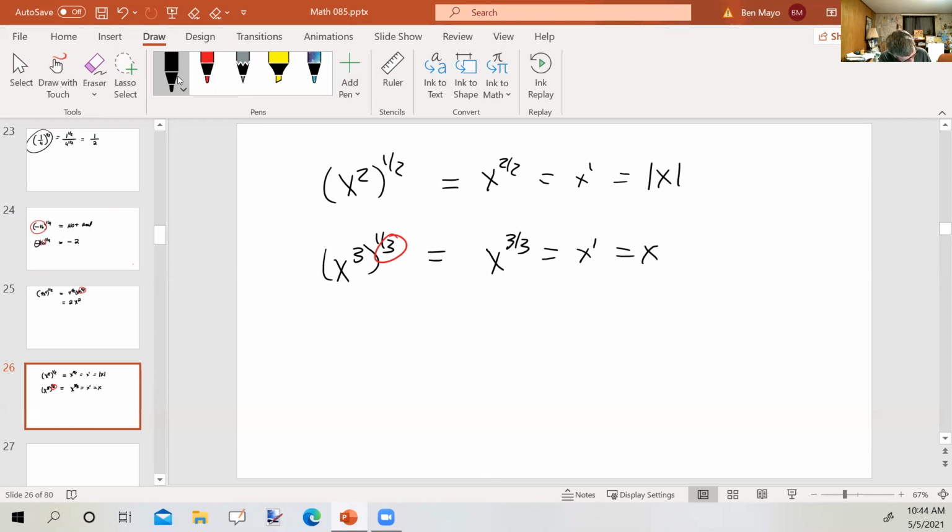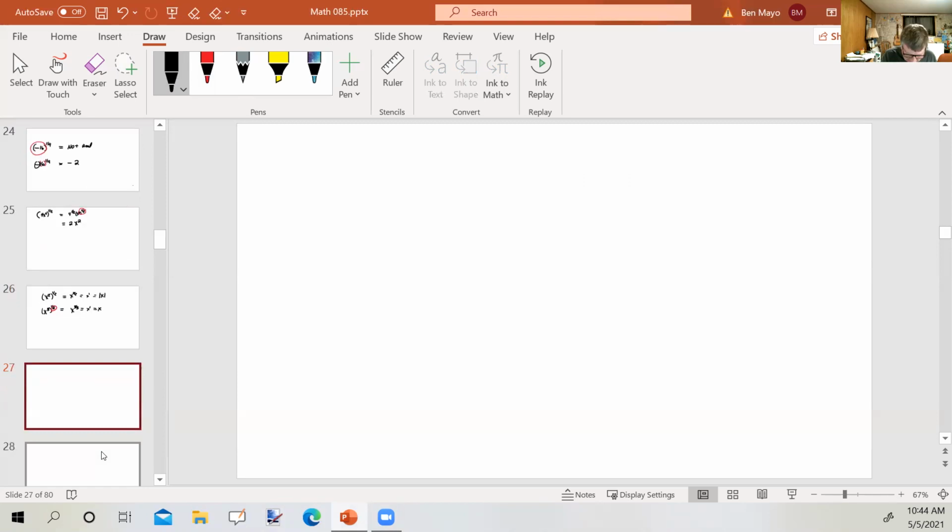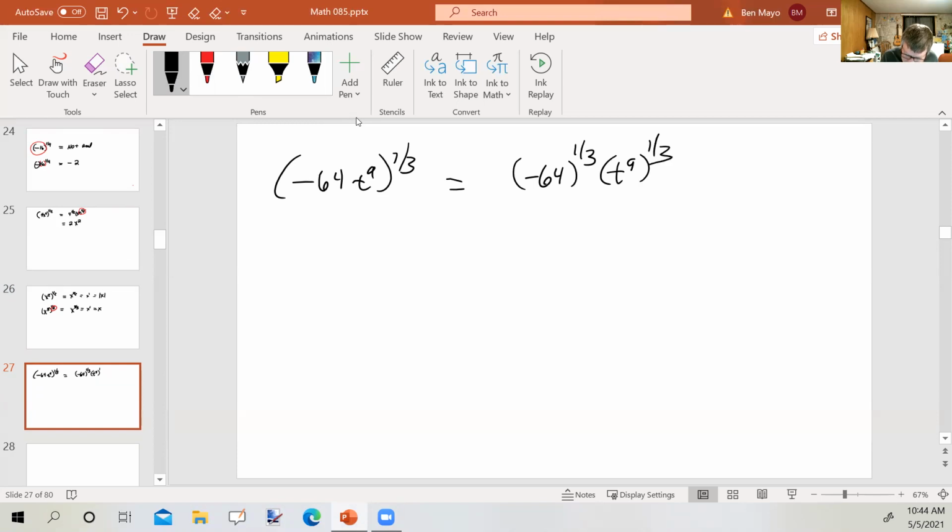Let's see here. How about this one? Negative 64 t to the 9th, all to the 1/3 power. So that would be negative 64 to the 1/3 power, t to the 9th to the 1/3 power. I'm taking an odd root. I can take an odd root of a negative number. So negative 64 to the 1/3 power would be like the cube root of negative 64, which is negative 4.